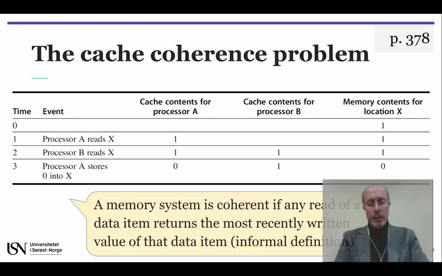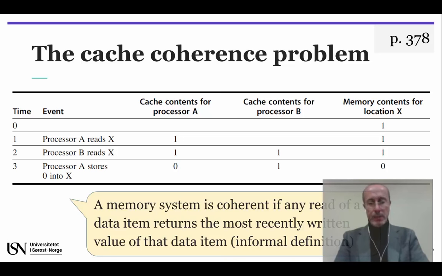The coherence problem exists because there is a global state defined by the main memory, and then there's a local state that is defined by the caches that are private to each processor. Informally speaking, we can say that a memory system is coherent if any read of a data item returns the most recently written value of that data item.